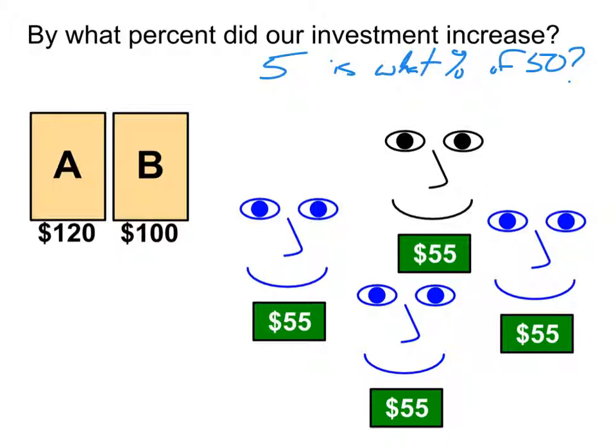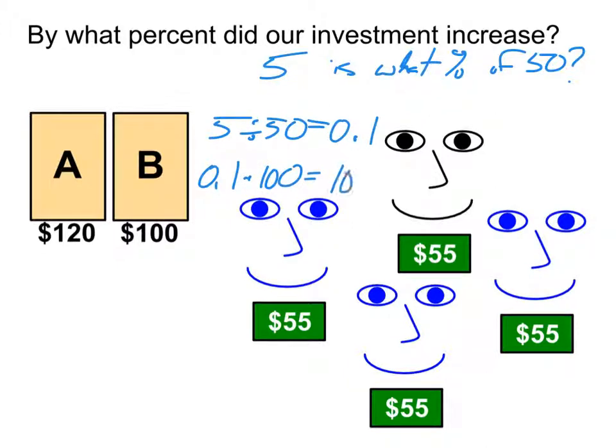Well, this is where we're going to do 5 divided by 50. What is 5 divided by 50? If we do that calculation, it gives us 0.1. But of course, it's not 0.1%, right? Remember, that is our answer as a decimal. I want to turn it into a percent still. So we do 0.1 times 100 to turn it into a percent. And so that really means 10%. So we increased by 10%.